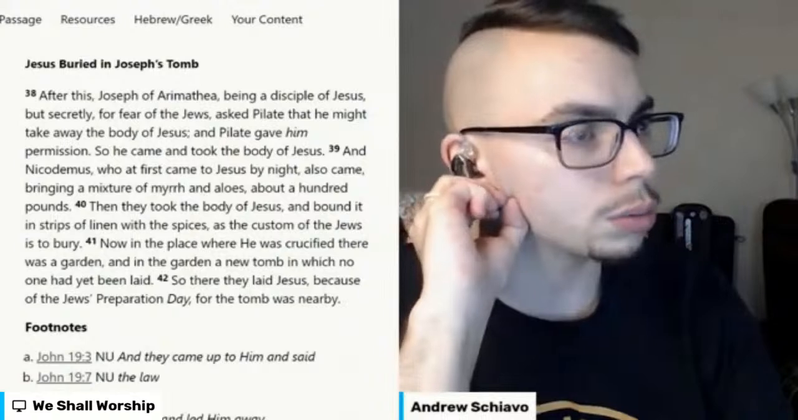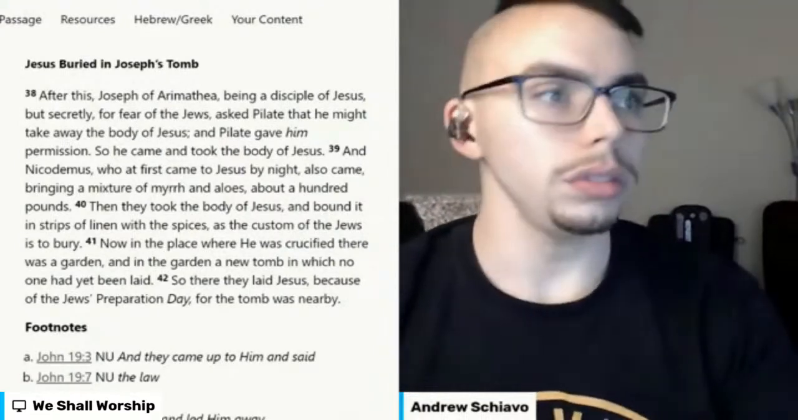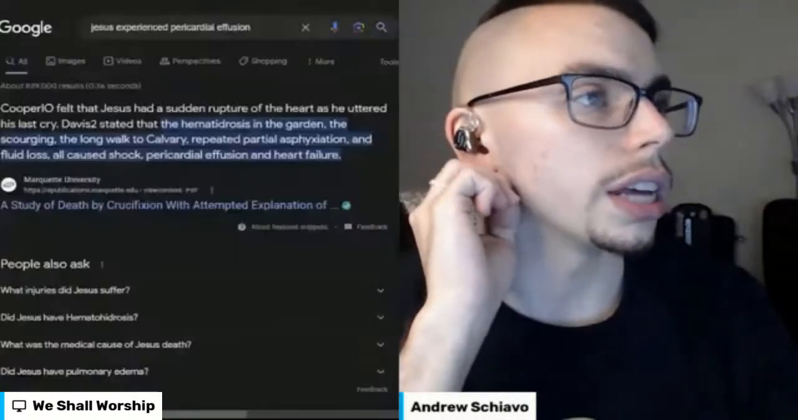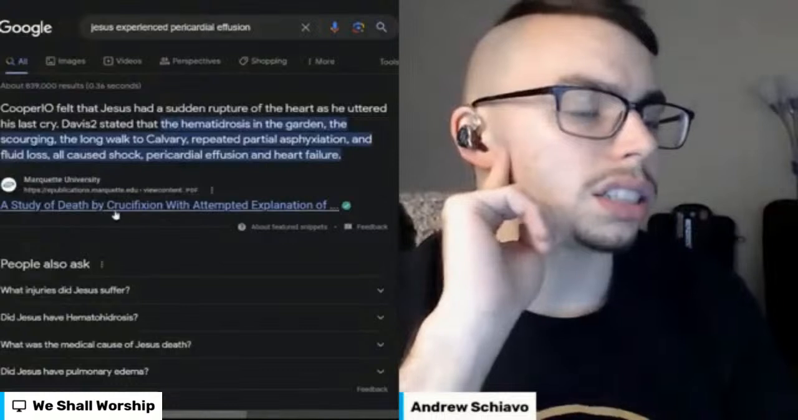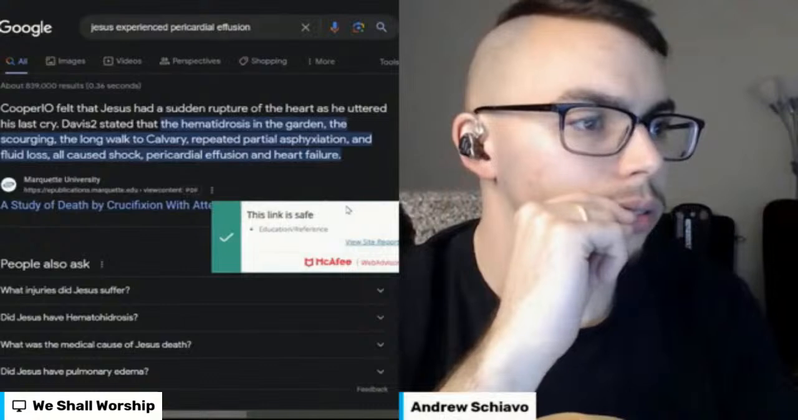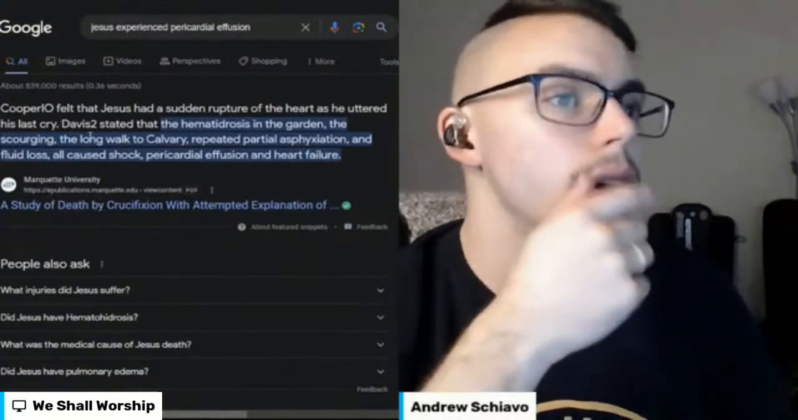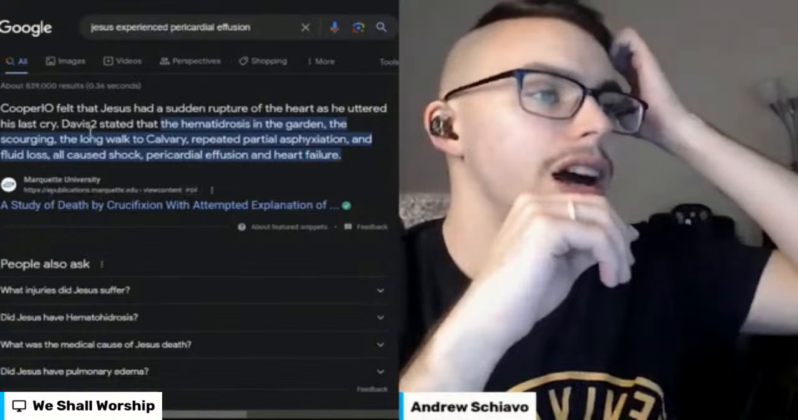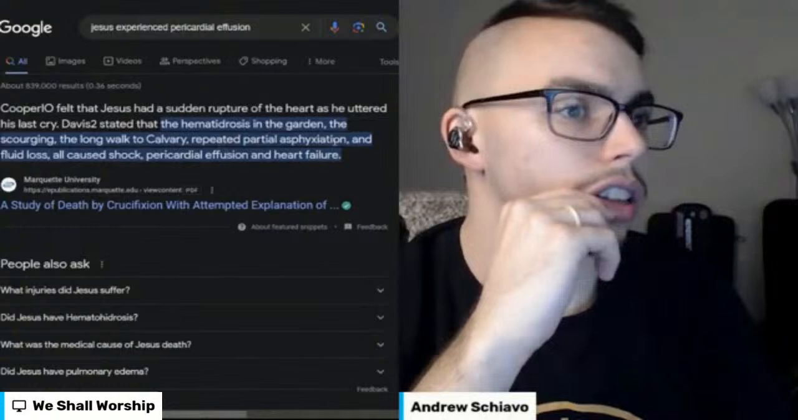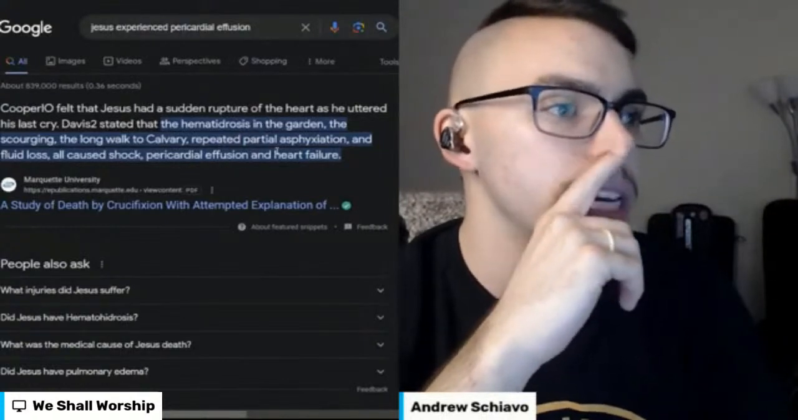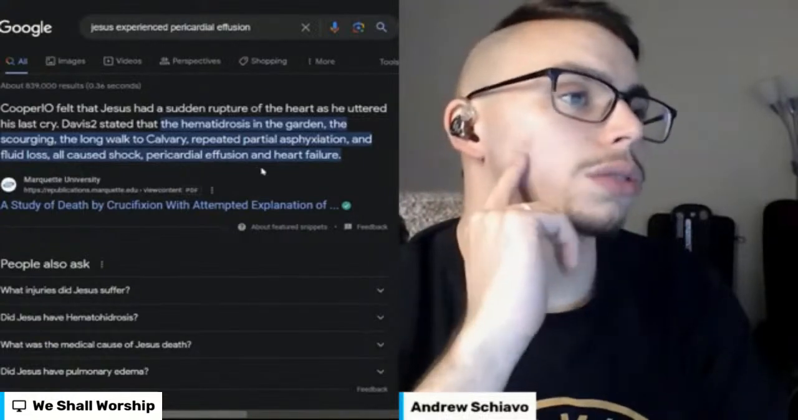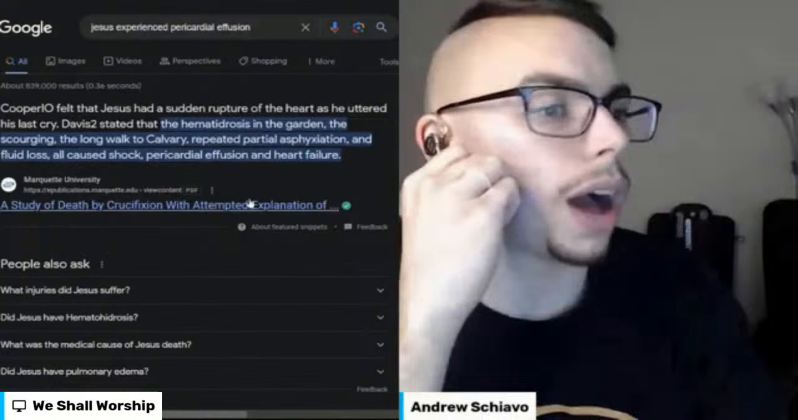I want to show you guys this real quick, just where I'm seeing this. Look at this. Marquette University, a study of death by crucifixion with attempted explanation of something. I forget what it says. Cooper felt that Jesus had a sudden rupture of the heart as he uttered his last cry. Davis, too, stated that the hematidrosis in the garden, the scourging, the long walk to Calvary, repeated partial asphyxiation and fluid loss all caused shock, pericardial effusion, and heart failure. Wow.